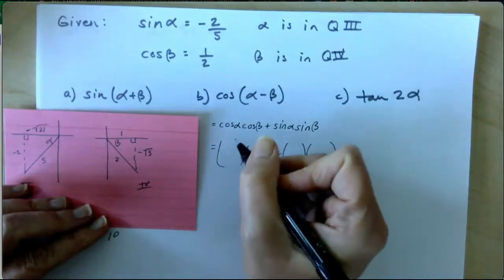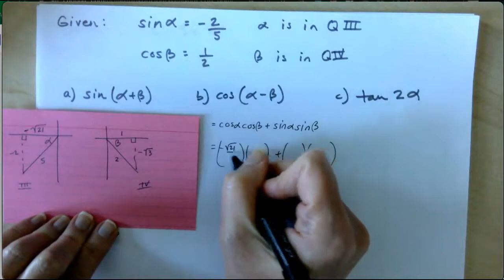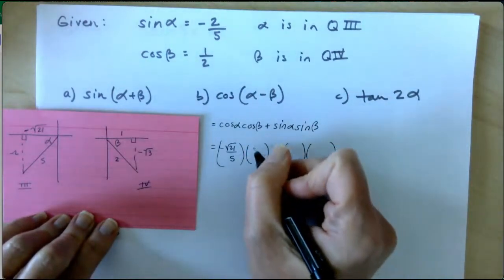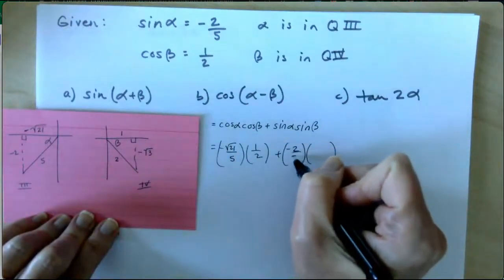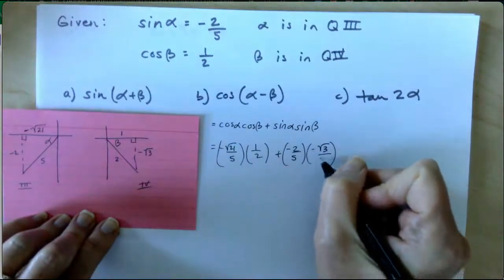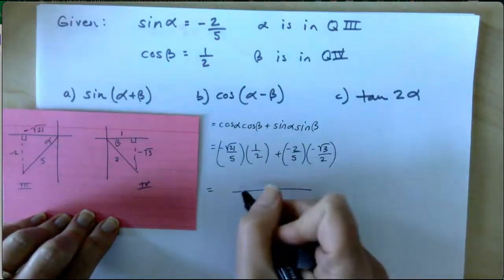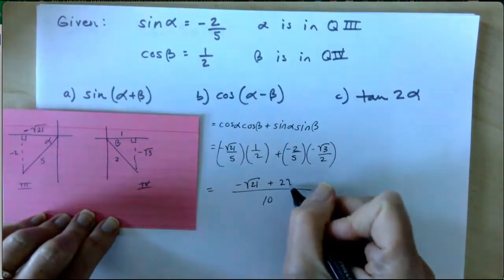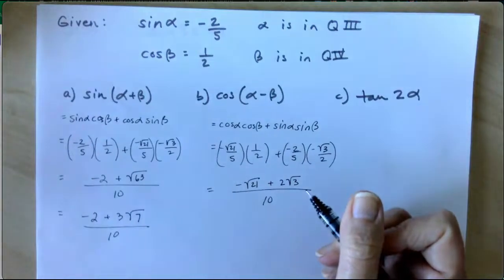Cosine alpha is negative root 21 over 5. Cosine beta is 1/2. Sine alpha, negative 2/5. Sine beta, negative root 3 over 2. Once again, we've got a common denominator of 10. That is negative root 21 plus 2 root 3. And that is the cosine of your difference.